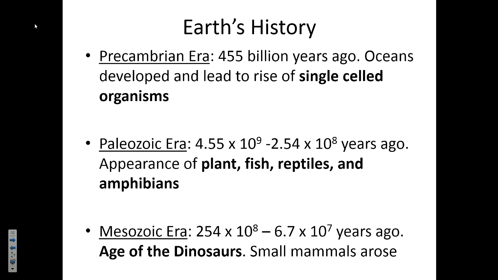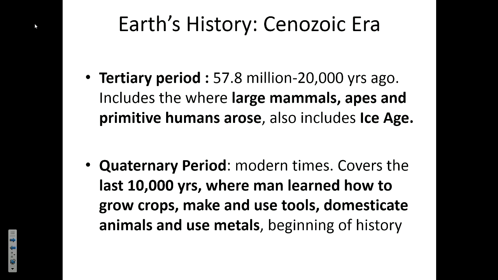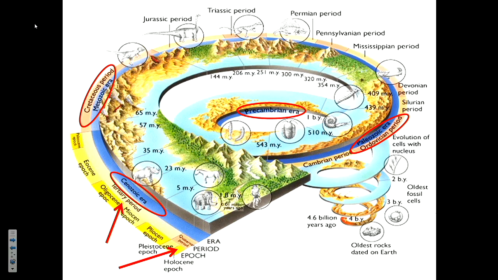The Paleozoic era is when we started to see plants, fish, reptiles, and amphibians. The Mesozoic era is known as the age of the dinosaurs. The Tertiary period is sooner in the chronology, where we start to see large mammals, apes, primitive humans, and it is also when the Ice Age was going on. The Quaternary period is basically the closest to us, the last 10,000 years, where man evolved to be able to use tools to grow crops, and this is what some people call the beginning of history.